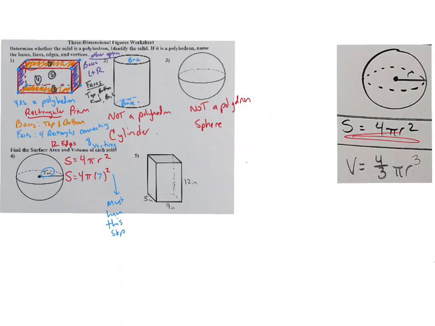So I end up with 615.75, because I use the pi button, not 3.14. Because I'm rounding, I'm going to use the approximate symbol. So I'm going to say approximately 615.75, and it is square meters.